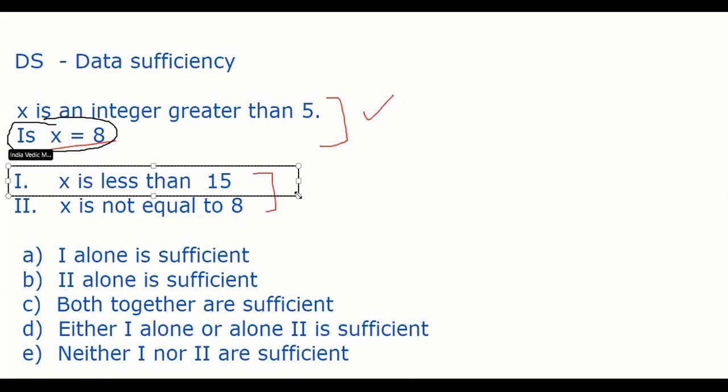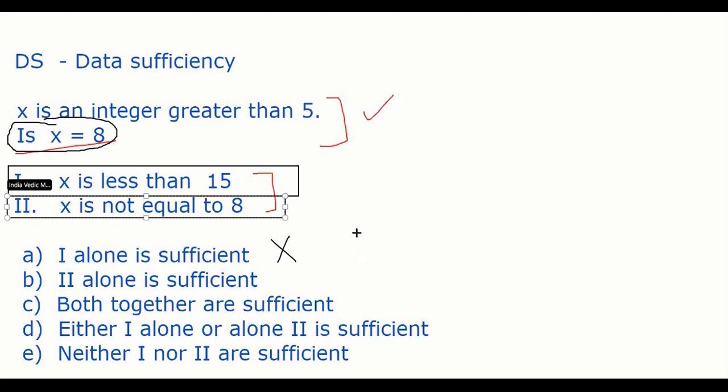Because x is less than 15 means x can be 14, 13, 12, 8, 10, 11, 9, anything, right? So how can we find out if x is 8 or not? We cannot. So definitely, is 1 alone sufficient? No. From 1 we cannot find out at all. So option 1 alone is sufficient is gone. Now we'll check whether 2 alone is sufficient or not. Now we'll check only statement 2. It says x is not equal to 8.